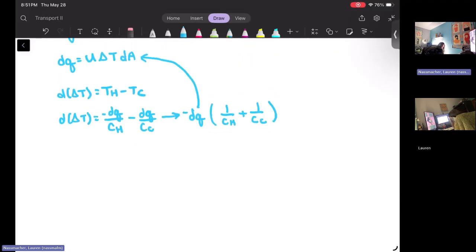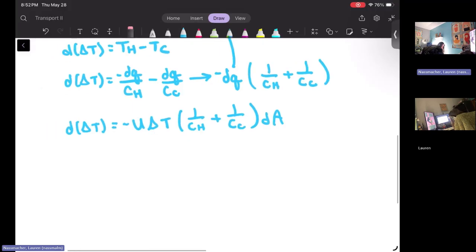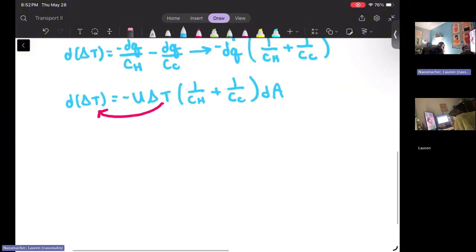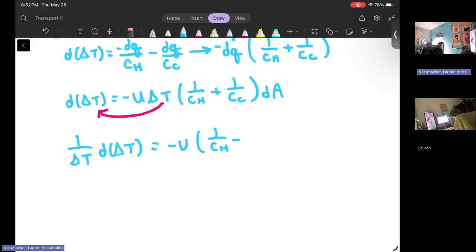So let's just plug it in. And we get change in temperature is equal to our universal heat transfer coefficient multiplied by our change in temperature, and multiplied by the change in area. So let's divide over our change in temperature to get all our like variables together. So we have 1 over our change in temperature times the derivative of the change in temperature is equal to negative U, 1 over CH, 1 over CC, dA.